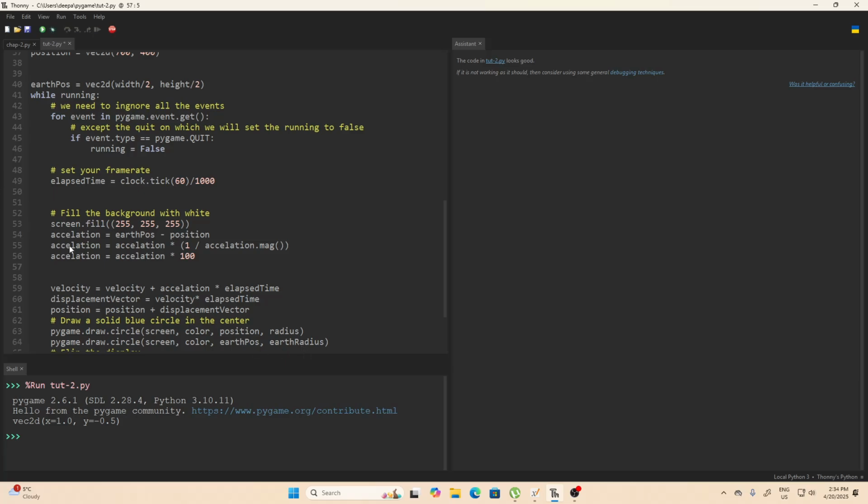So the acceleration which we have is the earth position minus position, right? Yeah, and we calculated this direction, the acceleration direction, initially. The jump will be opposite of this direction. So let's call it the jump. Jump is going to be opposite of this direction. So this is going to be multiplied by -1.